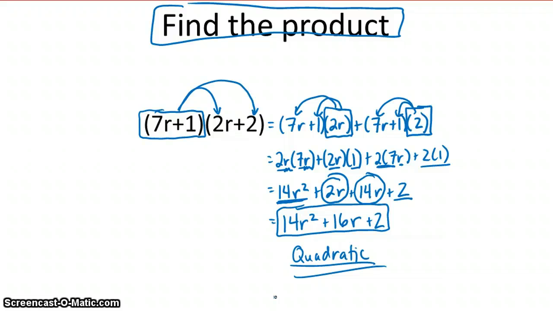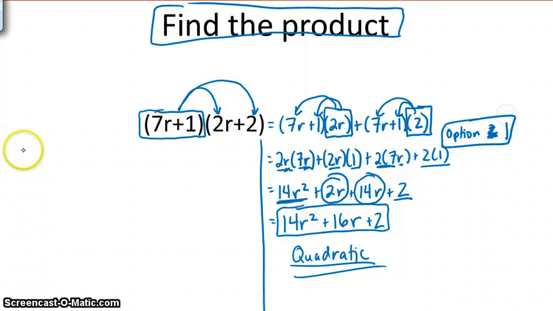Okay, now let's take another example. And actually, let's look at this one again. I said there was going to be 2 different ways we could do this problem. This is option 1, what we just did. Oops, that's supposed to be 1. Option 1. Okay? Option 2 would be to use this thing called the box method.